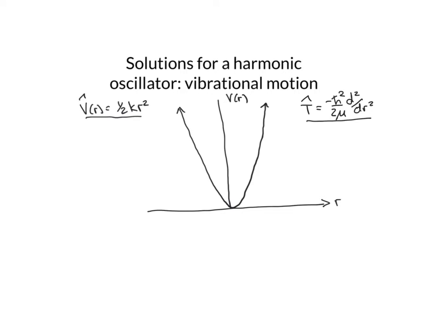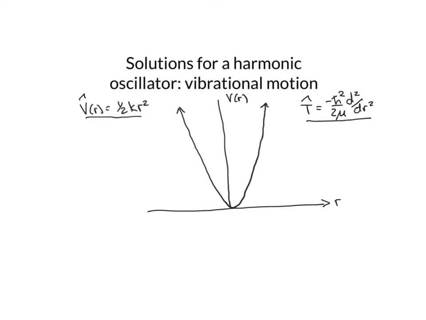Vibrational motion in diatomics can be fairly reasonably approximated by a harmonic oscillator. And the harmonic oscillator has a potential that's a Hooke's law potential, which is given by this, as we talked about. And the kinetic energy operator in the coordinate system, where r is the distance between the two masses, is given by minus h bar squared over 2 mu, where mu is the reduced mass, times the second derivative of the wave function with respect to r, as we showed in the last video.